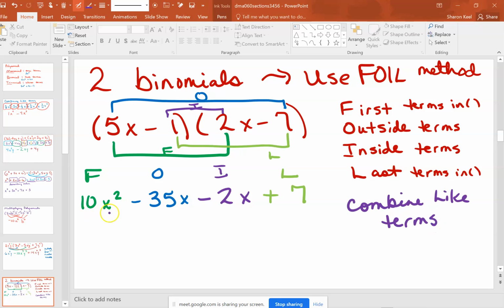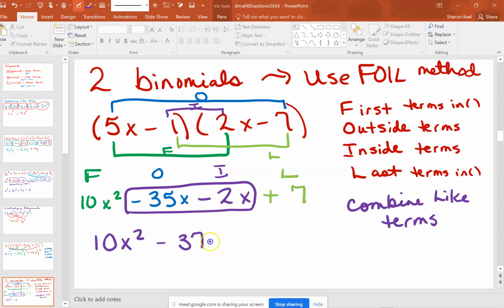So this is the first term, highest degree, 10x squared. These two in the middle happen to both be like terms. Negative 35 minus 2 is negative 37x, and then our last term is plus 7. So when you have two terms, we're going to FOIL those.